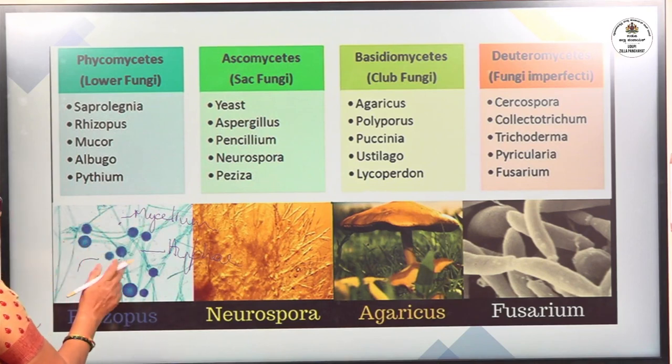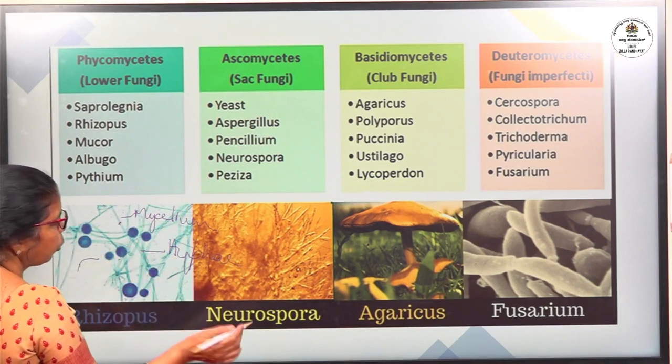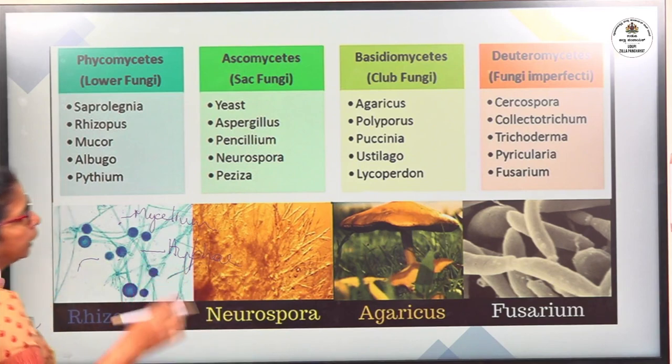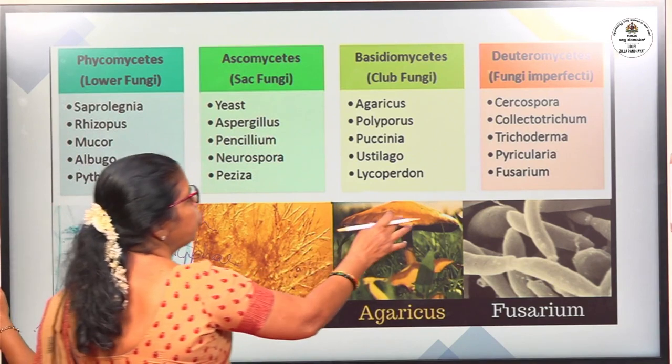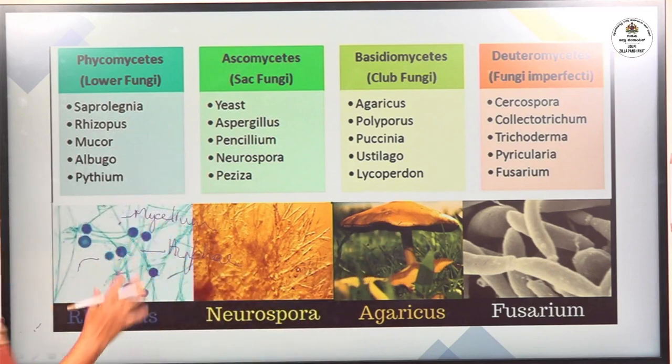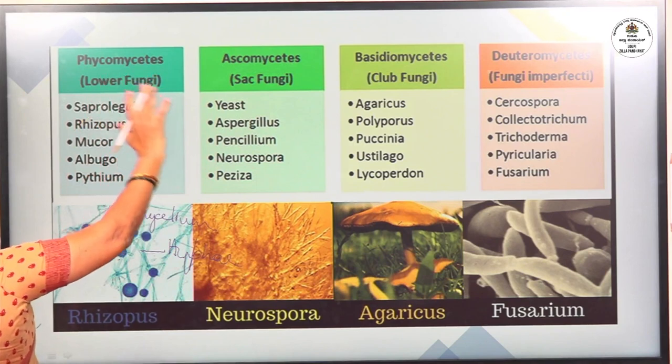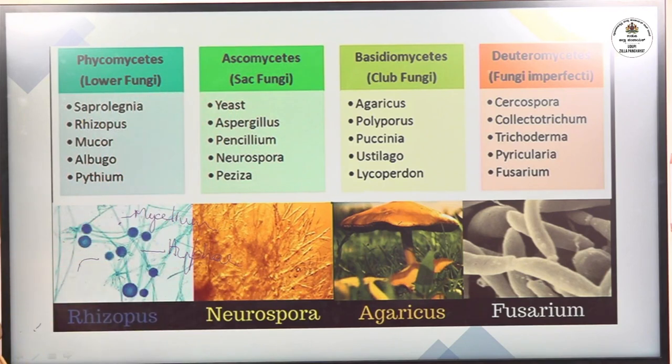So these are nothing but fruiting bodies, like conidia, or in the case of this one, the basidiocarp. So fruiting bodies are the fertile structures which will arise. There are four major groups under kingdom Mycota, that is lower fungi.